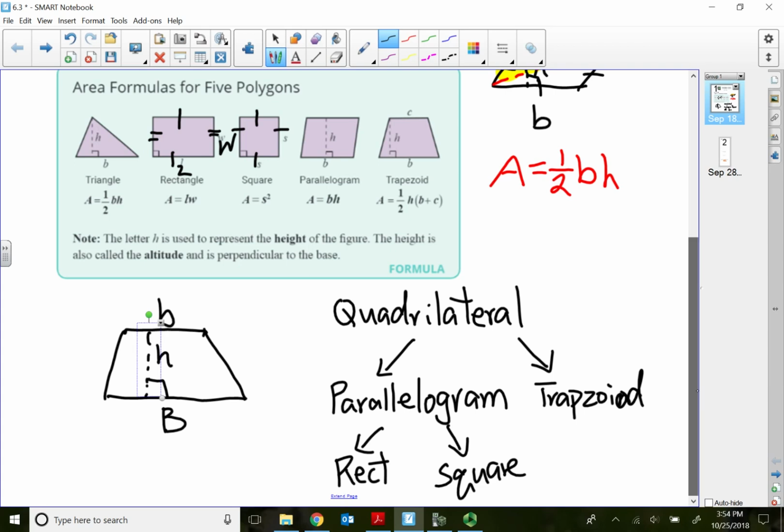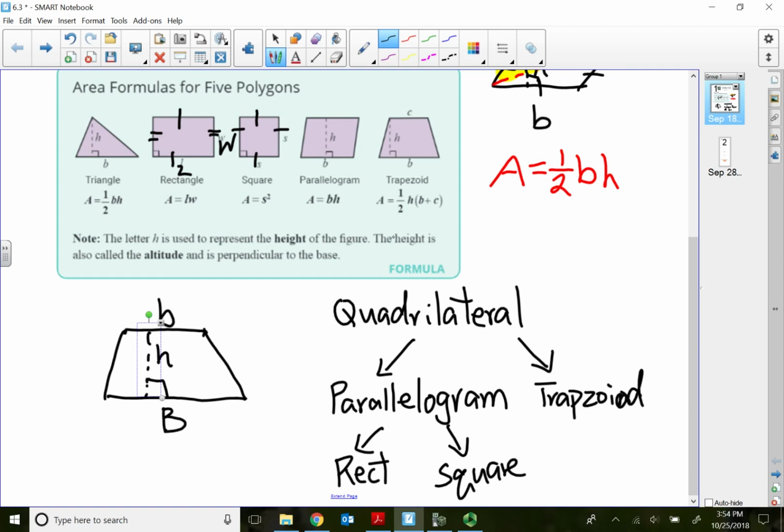All right. So the area formula for a trapezoid is always going to be one half times the height times parenthesis big base plus the little base. That will generally be the area formula for a trapezoid.